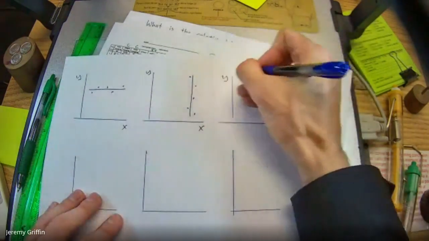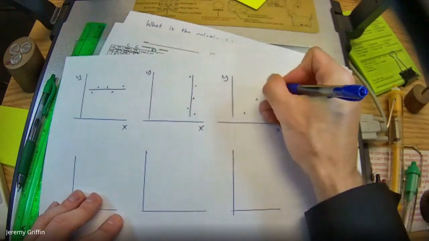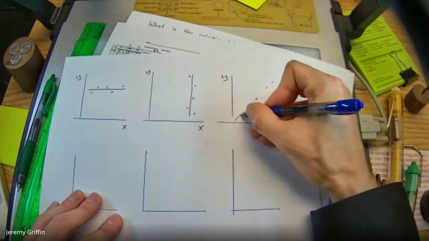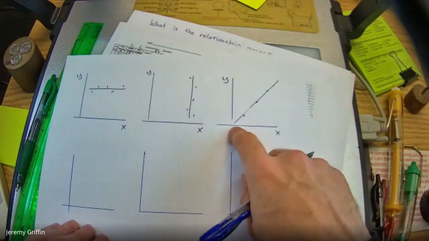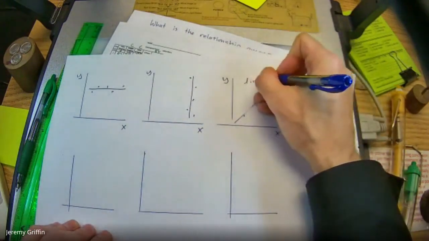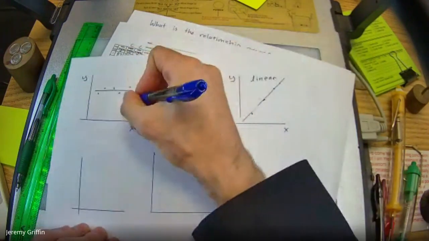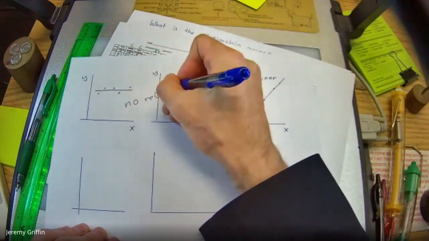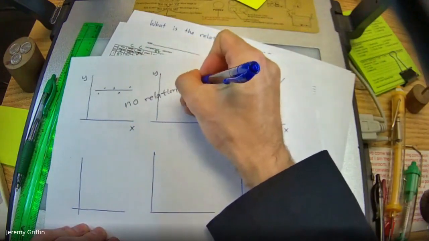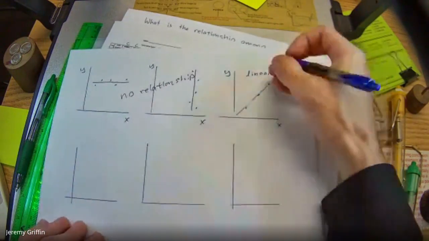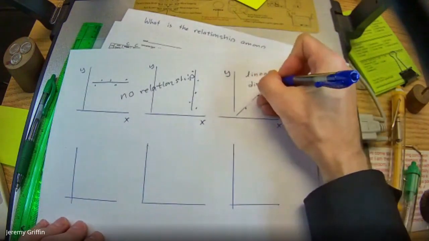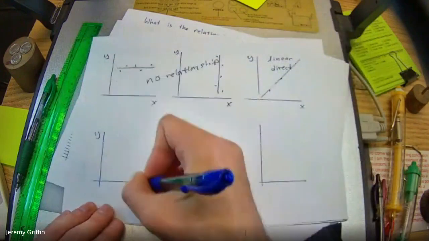Or a really common relationship could be a linear relationship. A lot of times in this class, these go through the origin. Not always, but oftentimes those would be linear. These first two are no relationship between y and x. This could be linear, or sometimes called direct. There was y versus x.